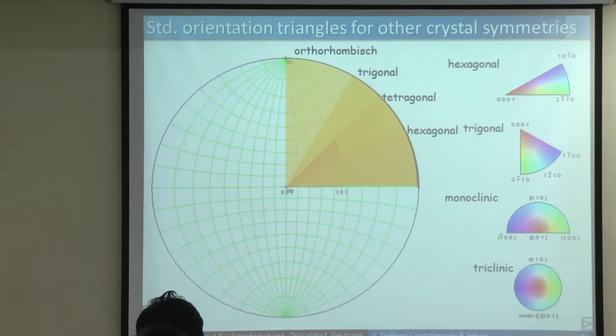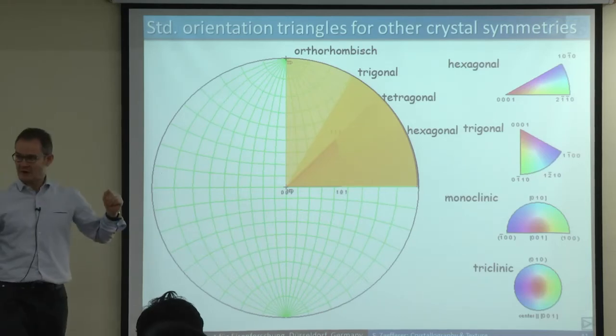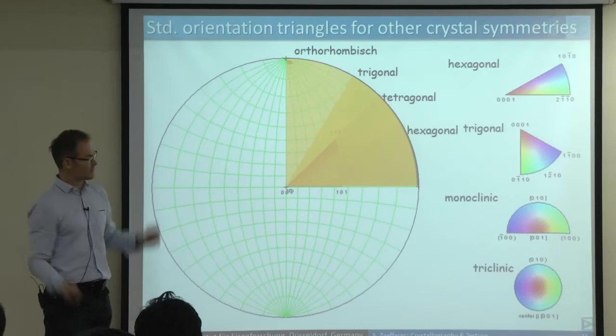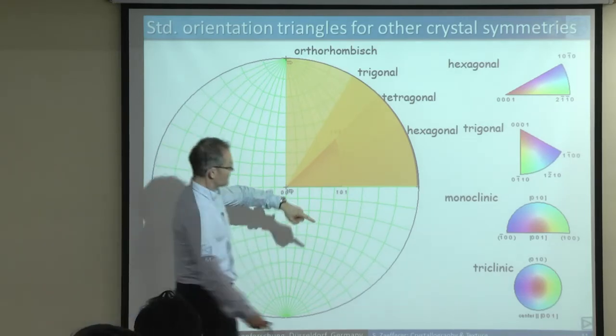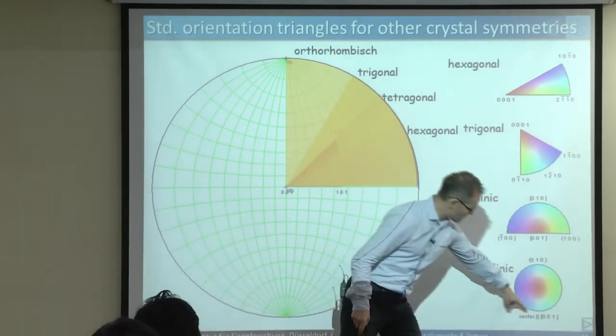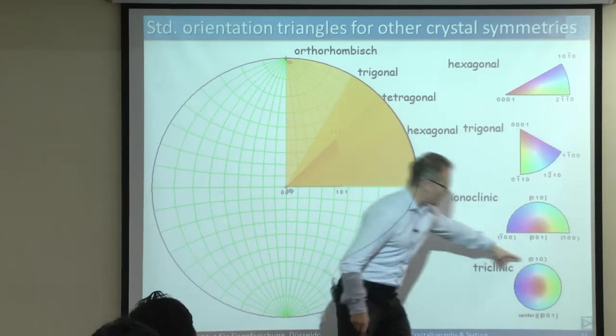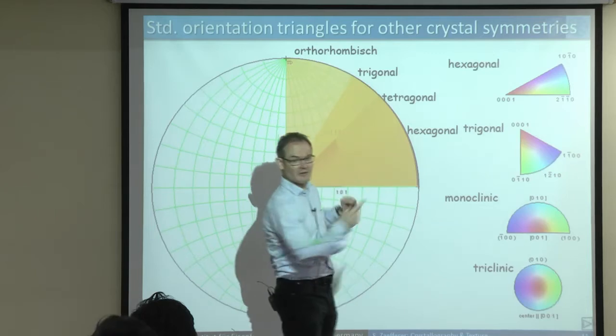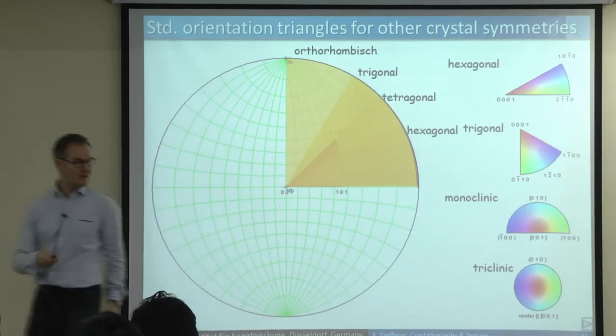And that means when you work with triclinic materials, mainly probably with rocks and minerals, then you will need the whole stereographic projection to display a position. There is no symmetry inside. Okay?